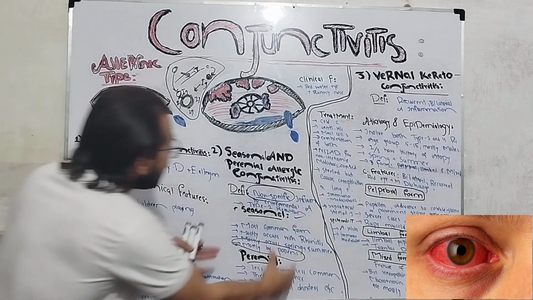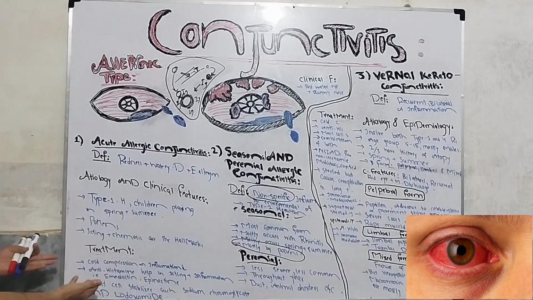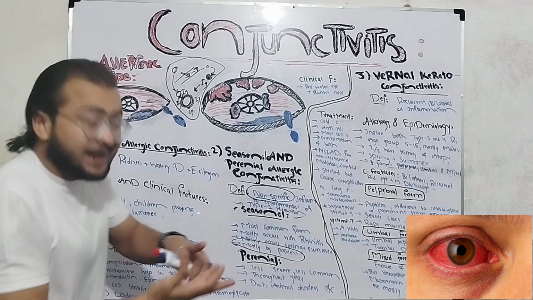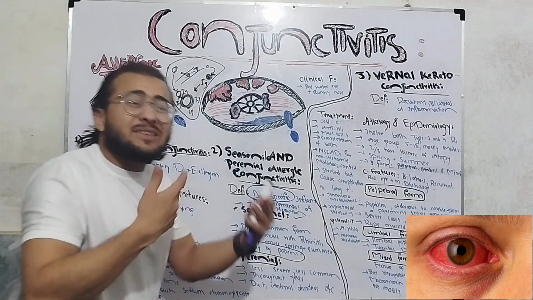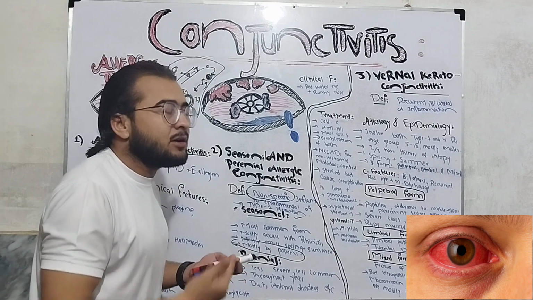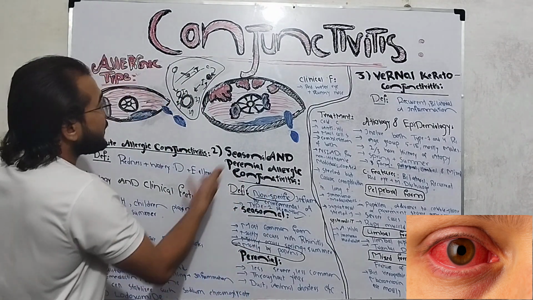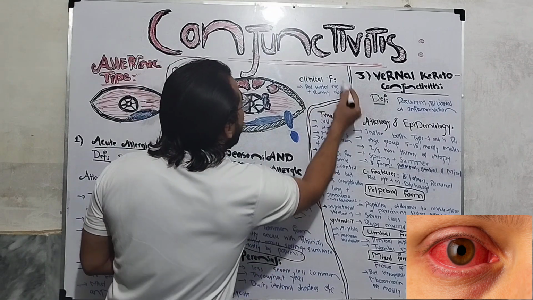So the treatment options for seasonal and perennial allergic conjunctivitis are similar. For example, cold compression, antihistamines, and mast cell stabilizers. If the case is severe, we can also prescribe steroids. Okay. The patient will present with a red watery eye.